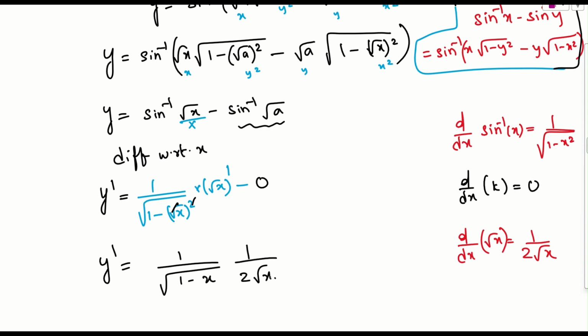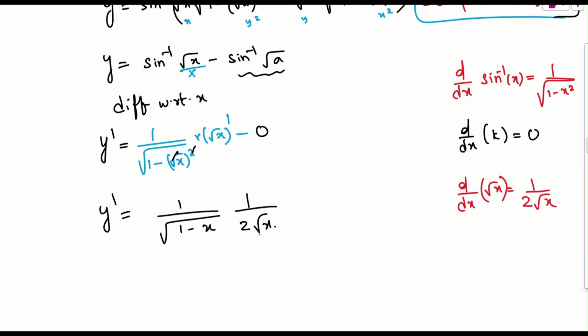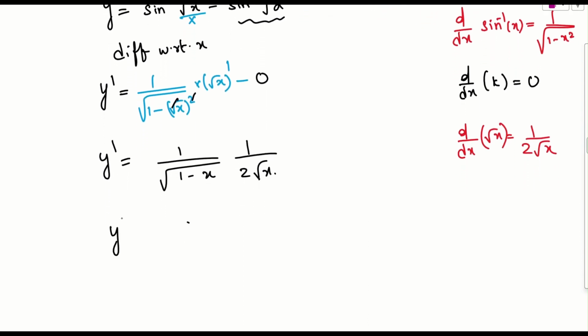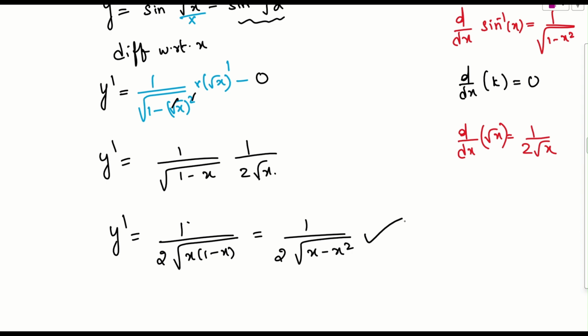Is it okay? If this is there in the options, you can choose this. If this is not there, we can go further. 1 by 2 will be taken out. This is root of x into 1 minus x, which is nothing but 1 by 2 into root of, if I multiply, x minus x square. This is our final answer.